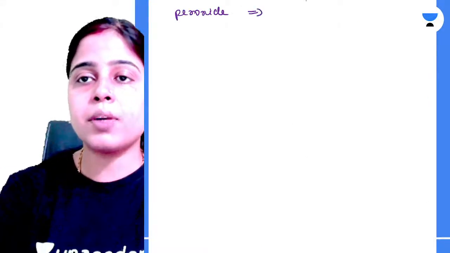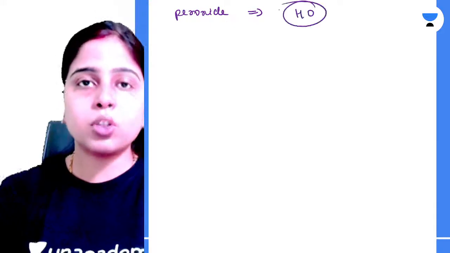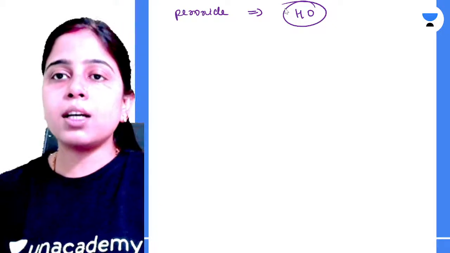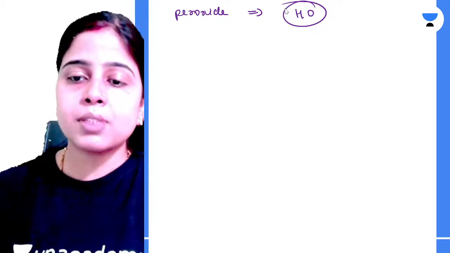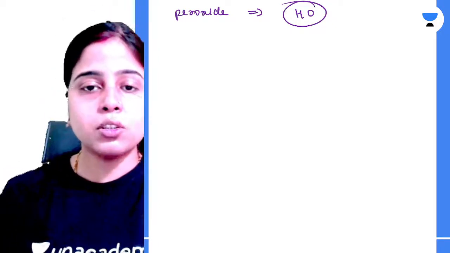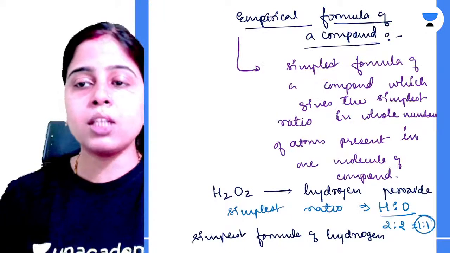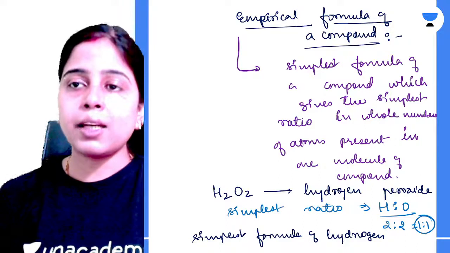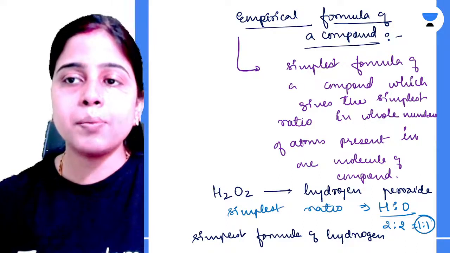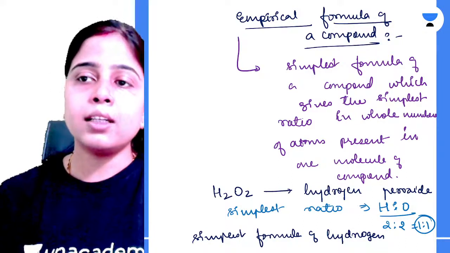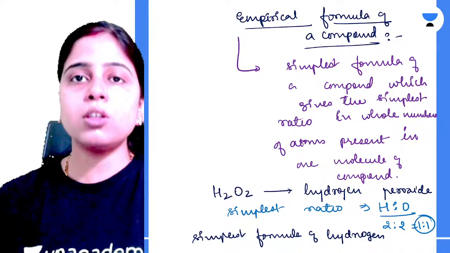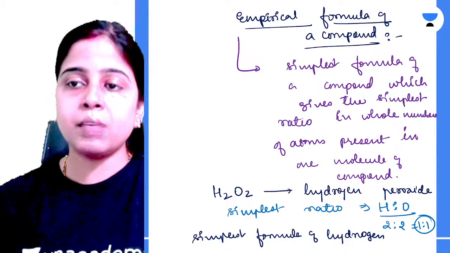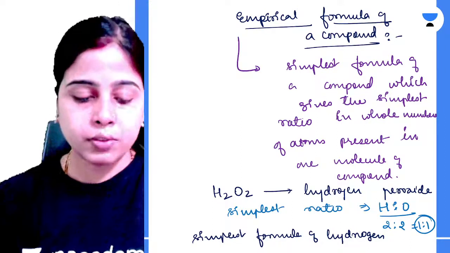The simplest formula of hydrogen peroxide is, of course, HO, because 1:1 is the simplest ratio. So of course the hydrogen peroxide simplest formula will be HO. Yes, one atom of hydrogen and one atom of oxygen. So in this way you can see the empirical formula represents the simplest formula of a compound, in which we write the simplest ratio, and that too in whole numbers, of every atom of every element present in one molecule of the compound.